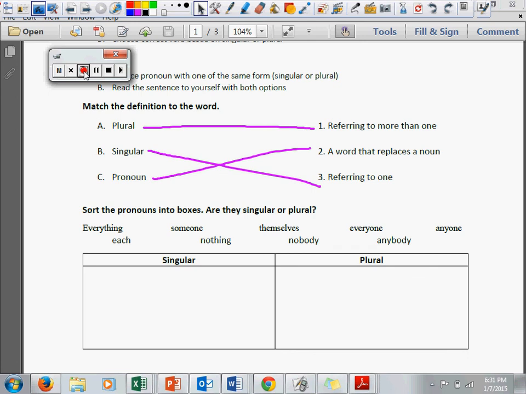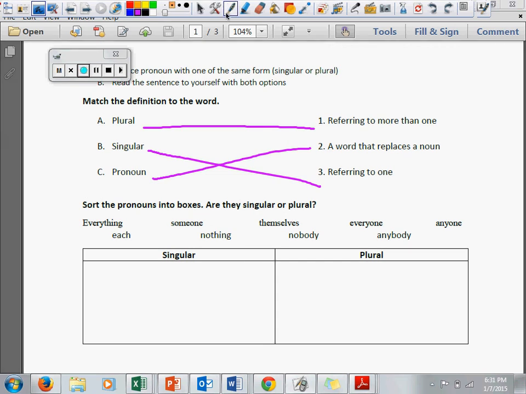Go ahead and double check your answers. Pretty straightforward. You had 3 of them. Plural, meaning more than one. Singular refers to one. And pronoun, we just talked about a word that replaces a noun. All right, next, I'd like you to circle the word sort.